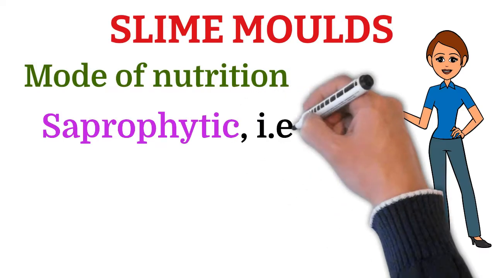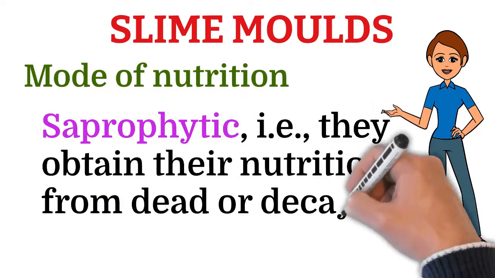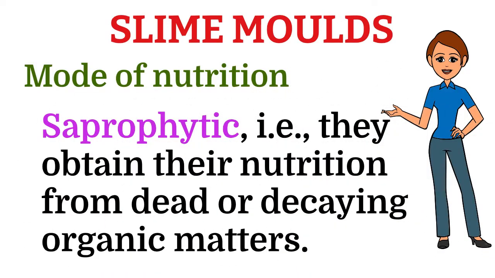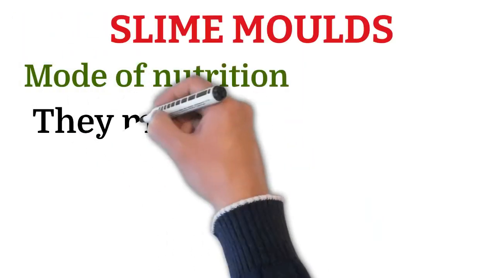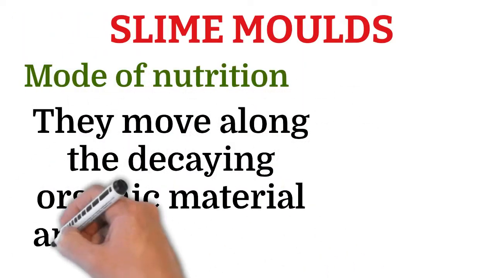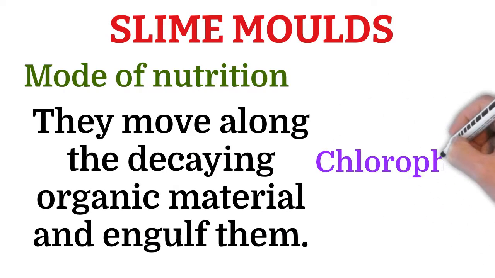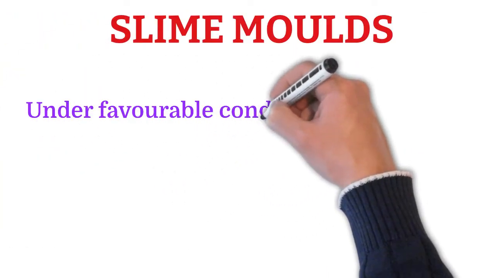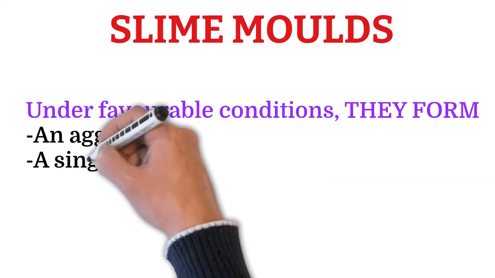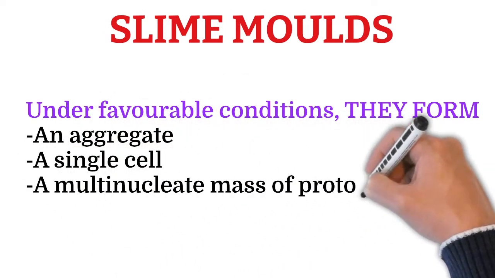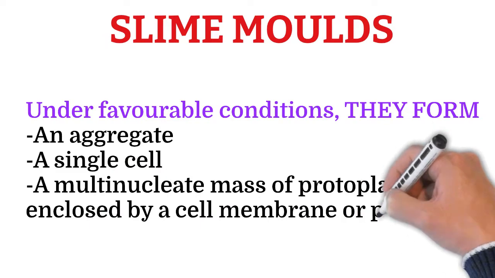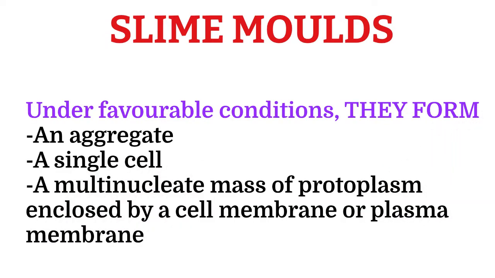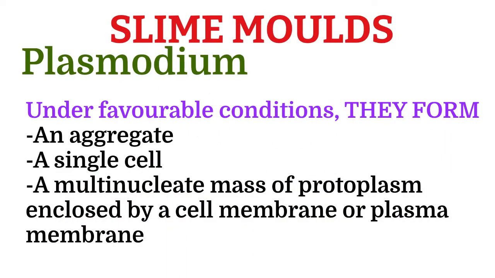Next is slime molds. Slime molds are saprophytic. That is, they obtain their nutrition from dead or decaying organic matter. They move along the decaying organic material and engulf it. Chlorophyll pigments are lacking in slime molds. Under favorable conditions, they form an aggregate, a single cell, a multinucleate mass of protoplasm enclosed by a cell membrane or plasma membrane, called plasmodium.